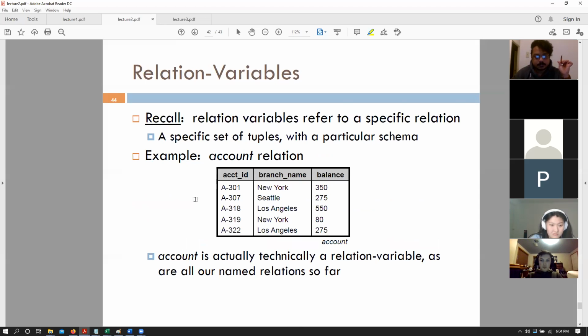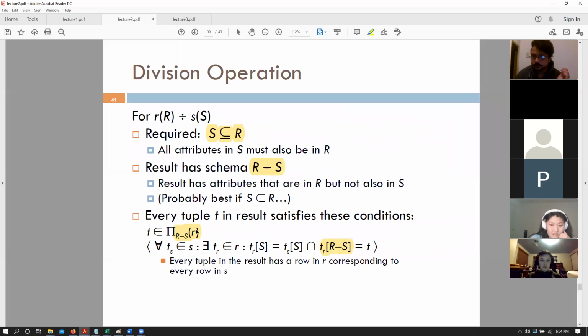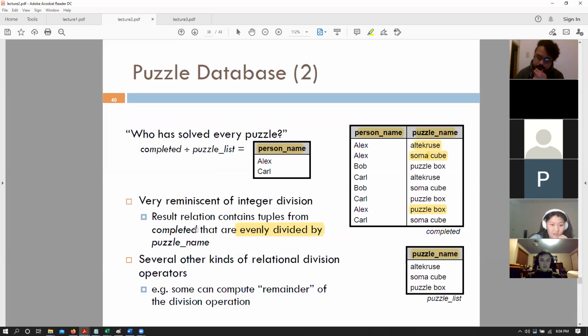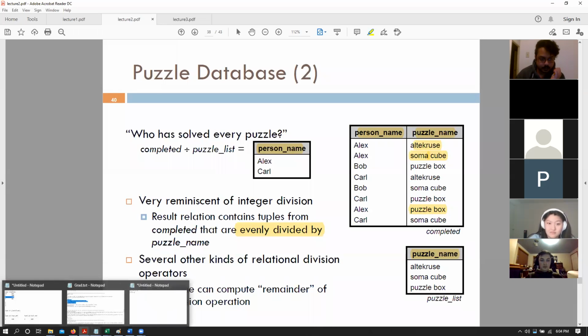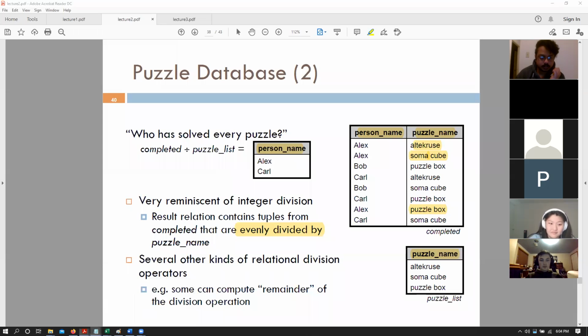Let's see what else. Yes, relation variables. So remember that that was division. So any questions about division before I move on? Tell me what would happen if, okay, so quick question then. If you don't have any questions, let me ask you a question. No, not you.